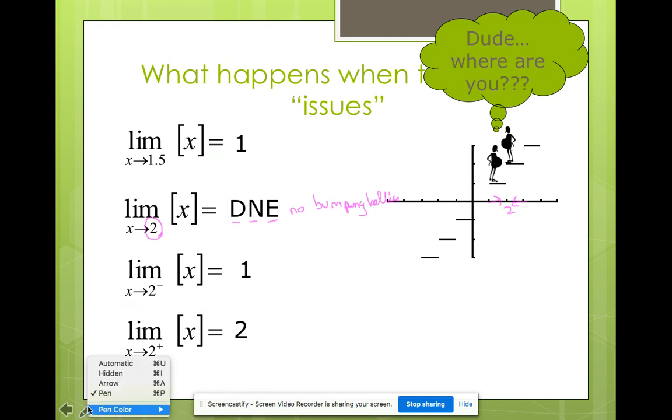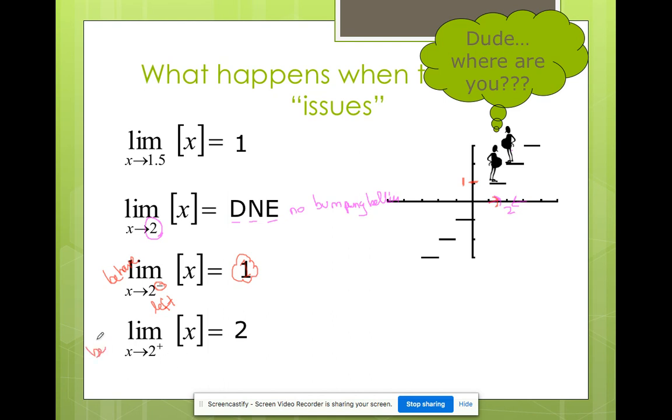I wasn't asking you about bumping bellies. I just said, what's the behavior to the left of 2? How does the function behave to the left of 2? What level is this range walker at? This range walker is at a level of 1.